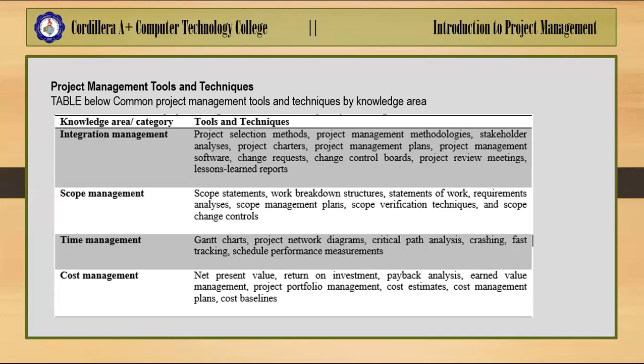Okay? So dito naman sa cost management, you have the net present value, return on investment, payback analysis, earned value management. So dito dapat alam mo kung magkano yung kikitain mo after ma-develop yung project, and magkano yung malagasto mo, yung payback, I mean yung earned value, yung ma-earn mo na value. So importante yung mga yun i-consider natin.